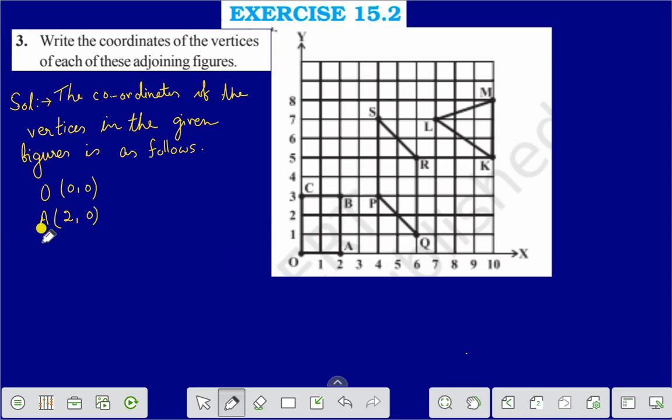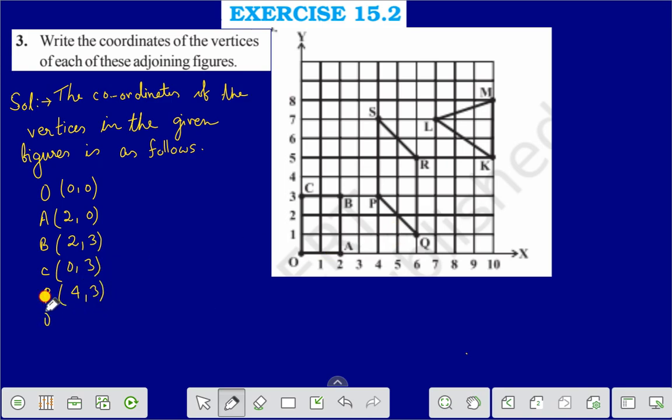To find the coordinates of B, here you see, this is the B point, x is 2 and y is 3. That means 2, 3. The coordinates of C is x is 0, y is 3. That is 0, 3. Now, coordinates of P. Coordinates of P can be written as, this point, the value of x is 4 and the value of y is 3. That is 4, 3.